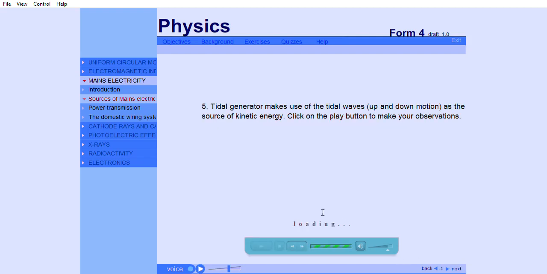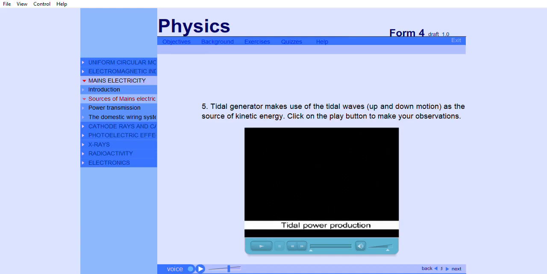Tidal generator makes use of tidal waves, up and down motion, as the source of kinetic energy. Click on the play button to make your observations.